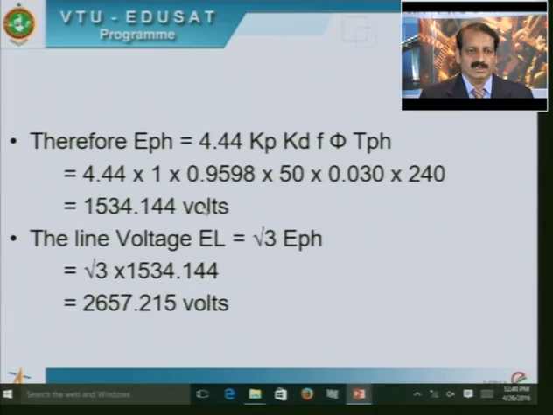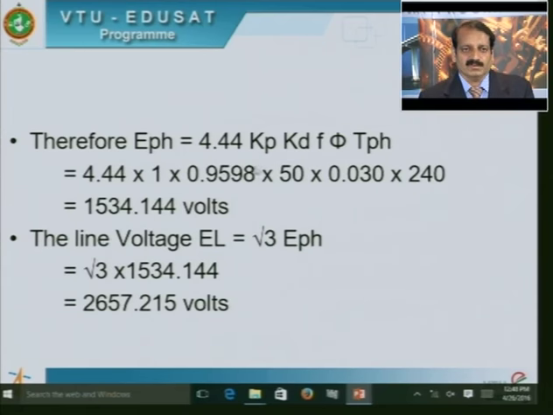1534.144 volts. As earlier, the line voltage EL is equal to root 3 times the phase voltage. So, we get root 3 into 1534.144, which is equal to 2657.215 volts. So, this is how the induced EMF E phase and the line voltages are to be calculated when there is a distributed winding.